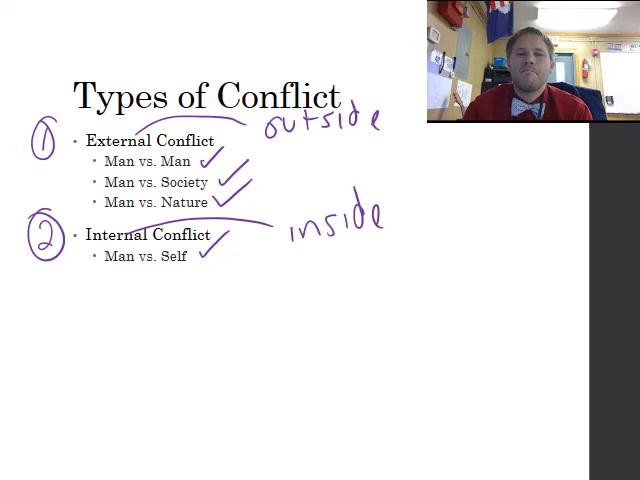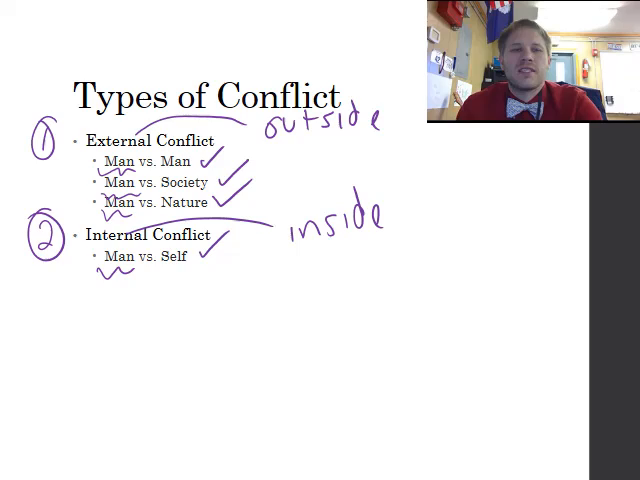Now, when we say man versus something, it doesn't have anything to do with being a boy or a girl. When we say man versus something, that first man is generally our main character. So what is our main character, or our major characters, having to deal with? Man versus society, man versus nature, or man versus themselves. So we have external conflict and internal conflict.